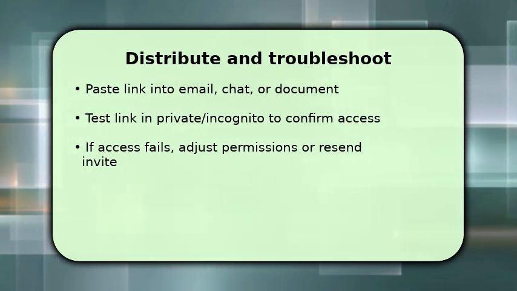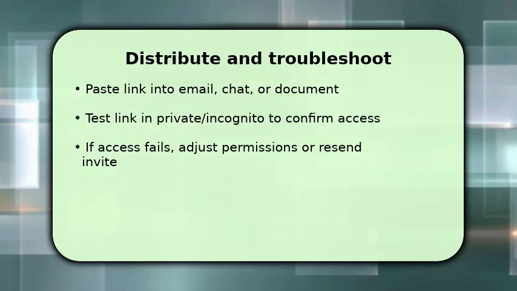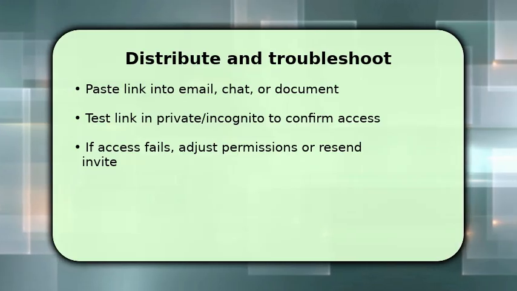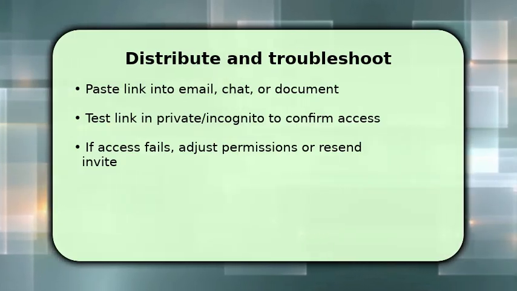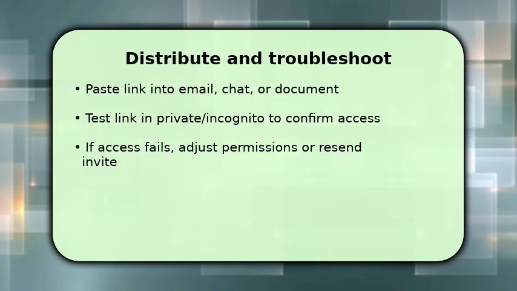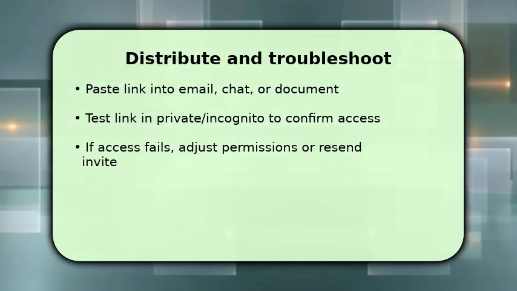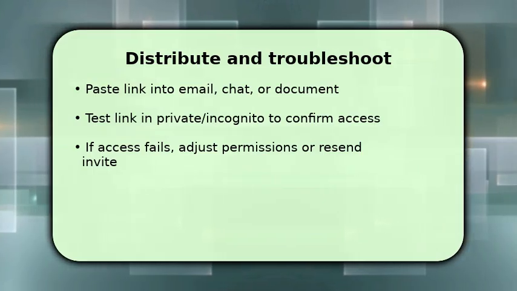If someone reports an access error, return to Share Settings, ensure the file is still in cloud storage, and verify the correct permission type or specific people list. One key troubleshooting tip: recopy the link after changing permissions, because the URL can change when settings are updated. Then resend the updated link.